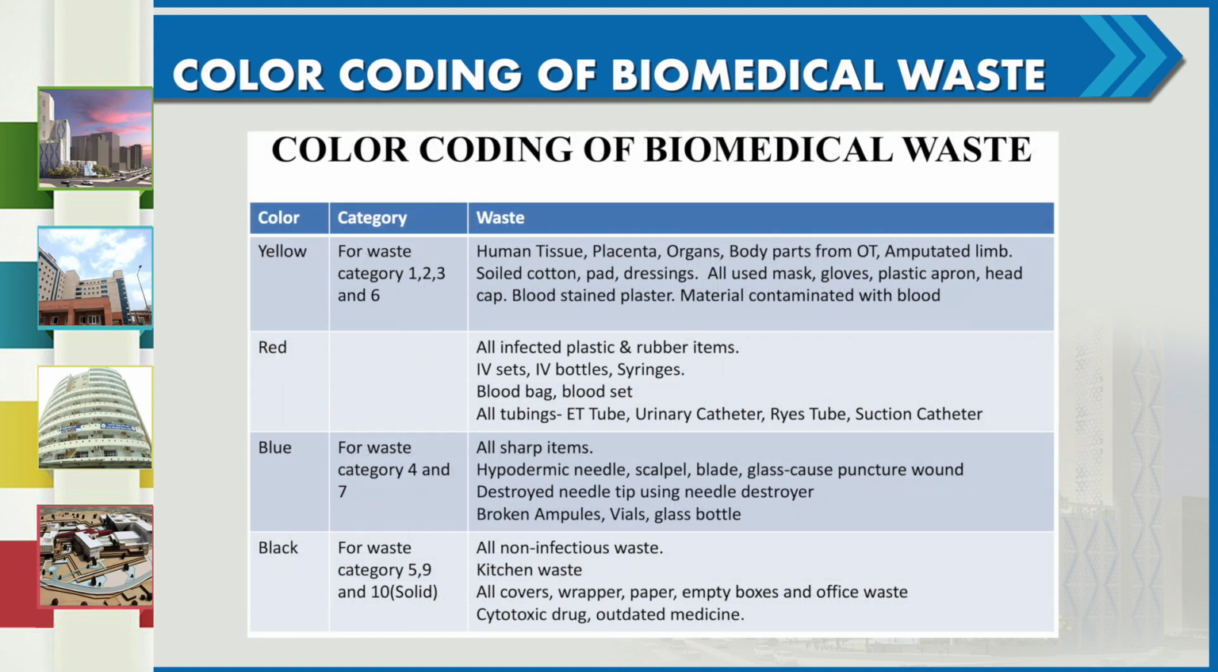Color coding of biomedical waste. So there are 4 colors according to each category. The first color is yellow, which is for waste categories 1, 2, 3 and 6. Here the wastes are human tissue, placenta, organs, body parts from operation theatre, amputated limb and soiled cotton, pad, dressings, all used masks, gloves, plastic apron, head cap and etc.